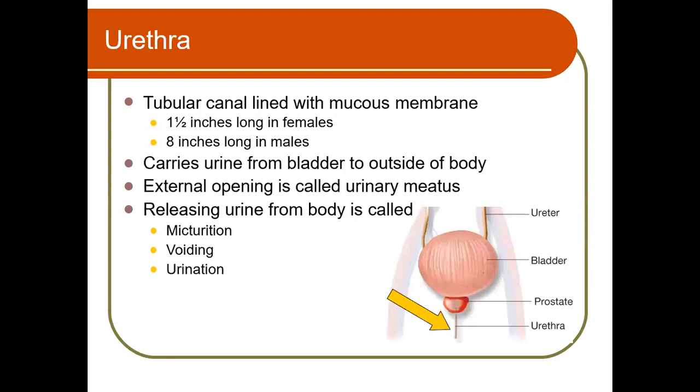Now the urethra. The urethra is the tubular canal lined with the mucous membrane. We can see it in the picture as well. It is 1.5 inches long in females and 8 inches long in males, and it carries urine from the bladder to the outside of the body. The external opening is called the urinary meatus, and the release of urine from the body is called micturition, or we can also say voiding or urination.